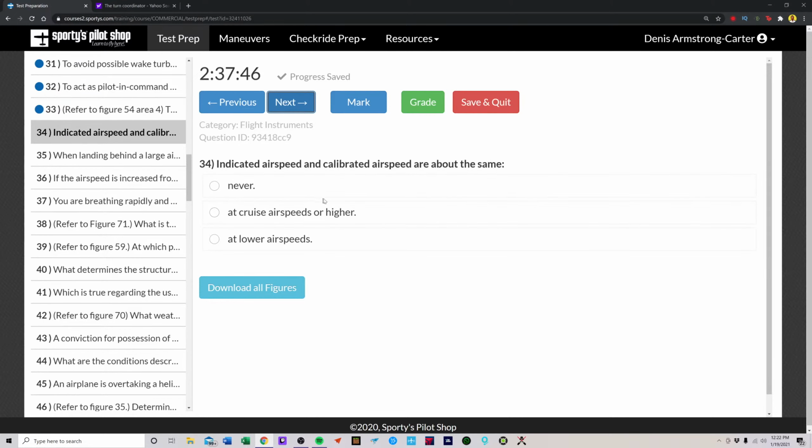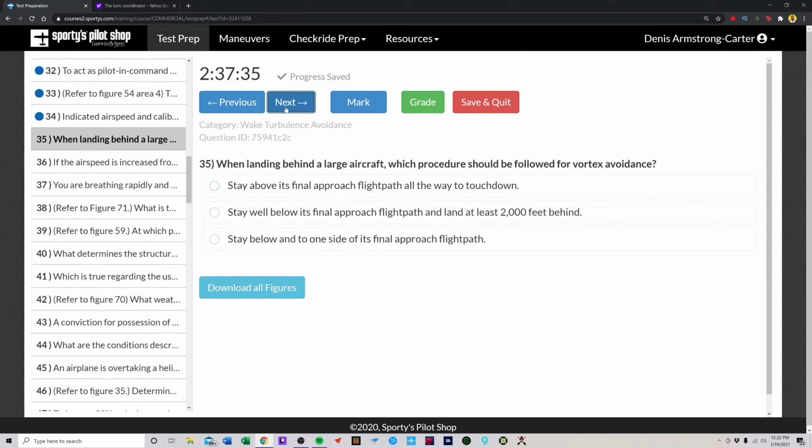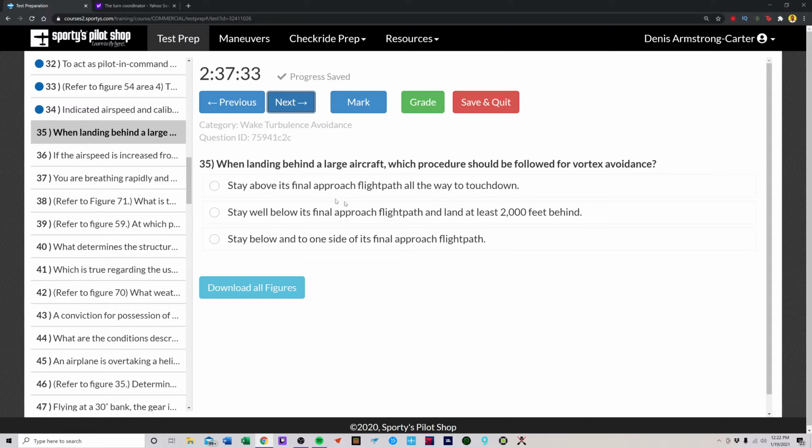Indicated airspeed and calibrated airspeed are about the same. I mean, they're different. I think they're different. I would say never, but we'll see what it is at the end of the test.